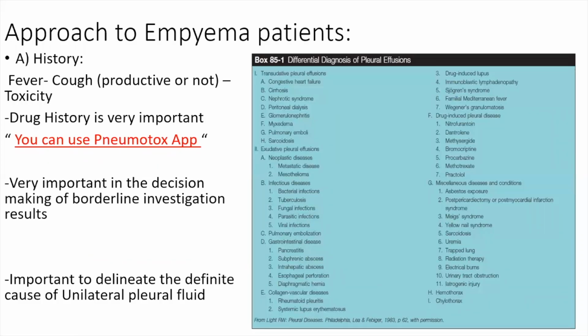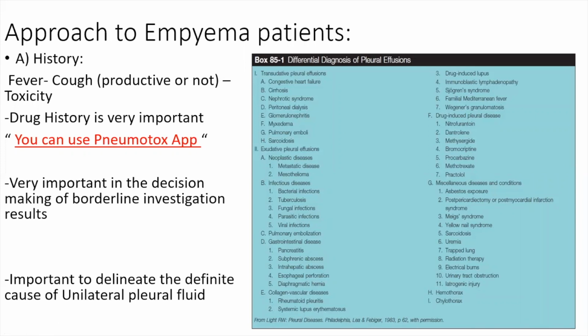And this is the most important question in all our series, which is the approach to empyema patients. We have the classic approach, starting with the history, followed by the examination and investigations, reaching our differential, and finally the management. History is very important. Starting, we can notice some fever, cough, which can be productive or non-productive, and signs or symptoms of toxicity.